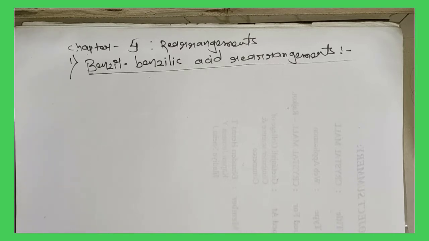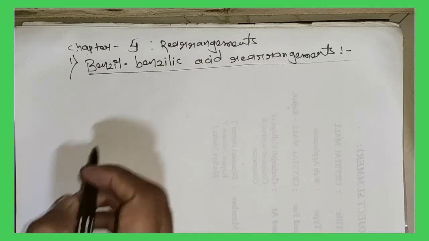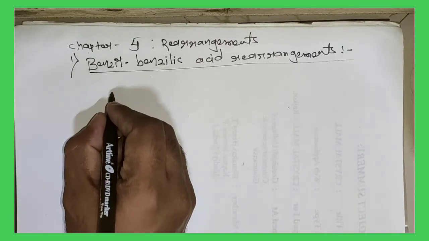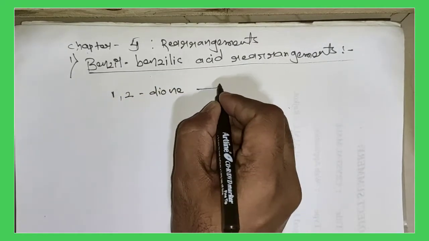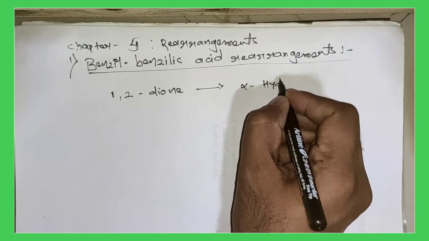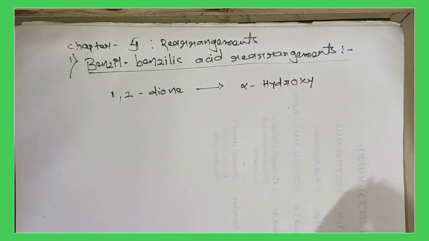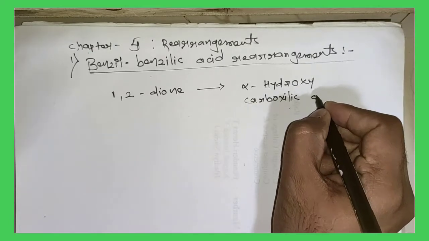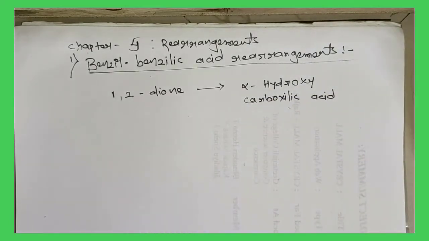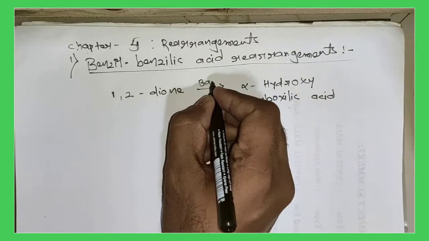So let me first discuss the Benzil Benzilic acid rearrangement. If we discuss the principle of this reaction, then we can say that here a 1,2-dione is converted to an alpha hydroxy carboxylic acid, right? So a 1,2-dione is converted to an alpha hydroxy carboxylic acid by using base, right?